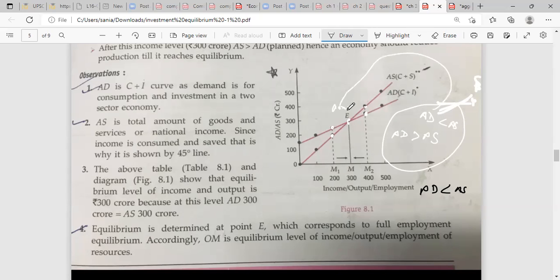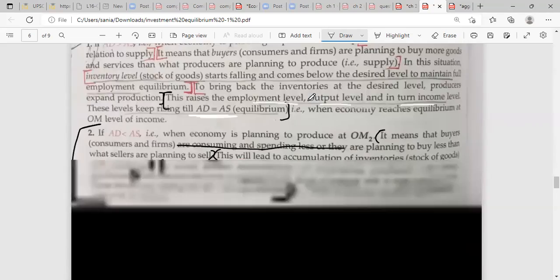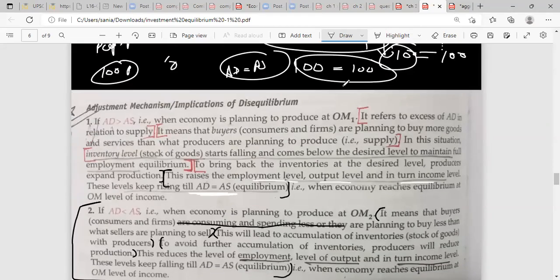But now the question is, if this is the situation, we have to bring this situation to this, right? If this is the situation, we have to bring it to this. If this is the situation, we have to bring it to this. So how will we do it? This is the question.